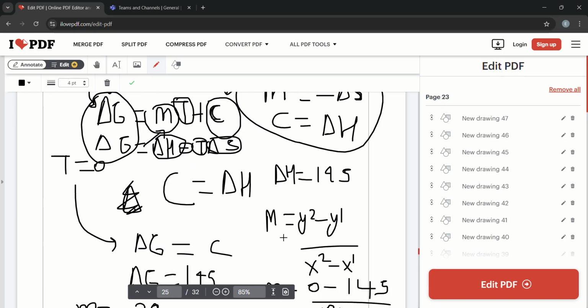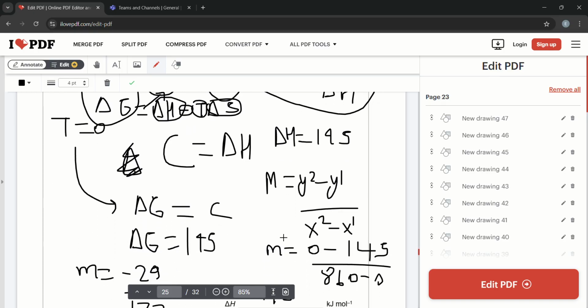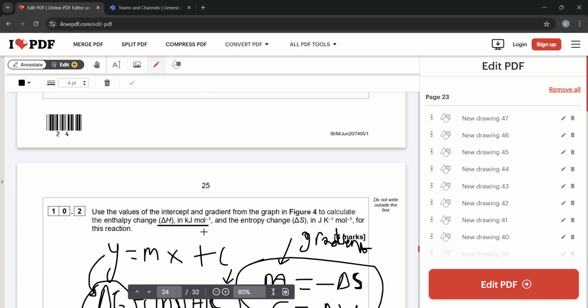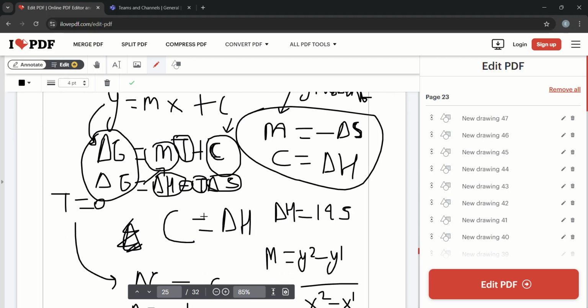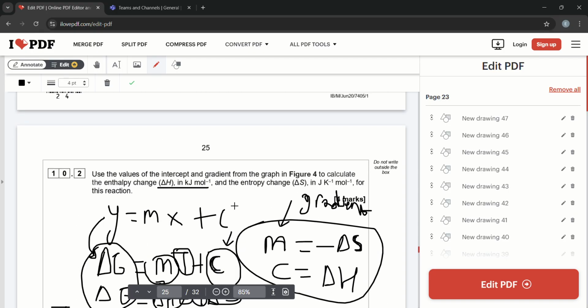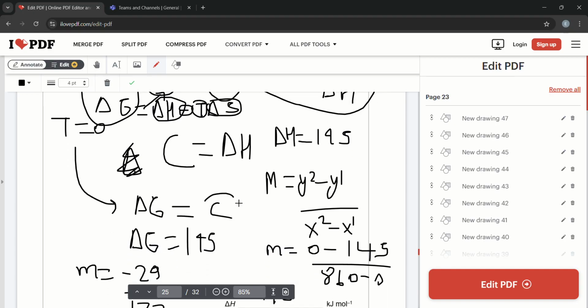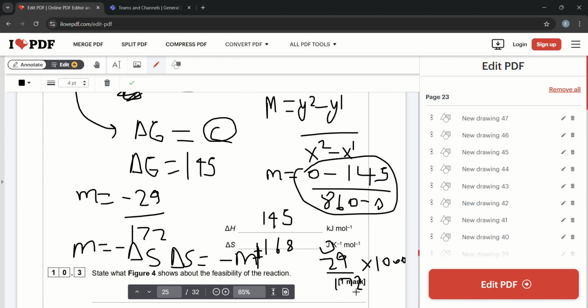Because if you think about it, we've worked out the enthalpy change in kilojoules per mole to the power of minus 1, and we've used the enthalpy change to work out the gradient. 0 minus 145 over 860 minus 0. So this is going to be measured in kilojoules per mole to the power of minus 1. We don't want that, we're going to times by 1,000.